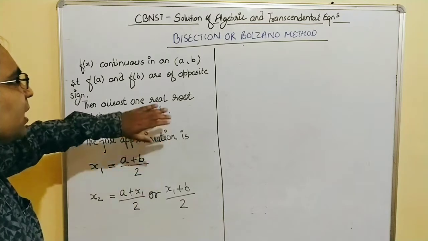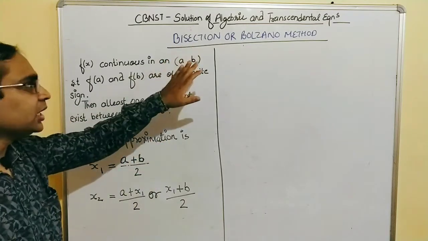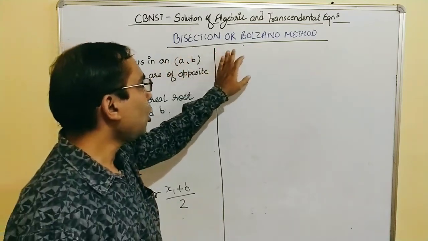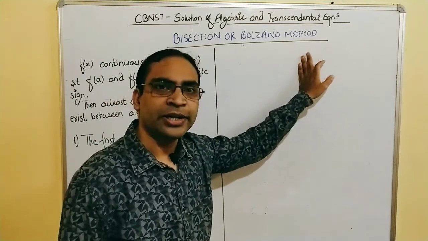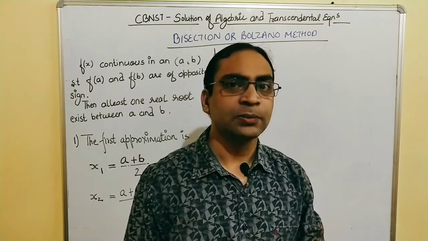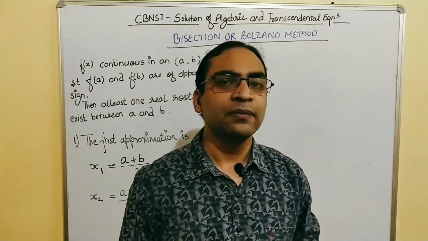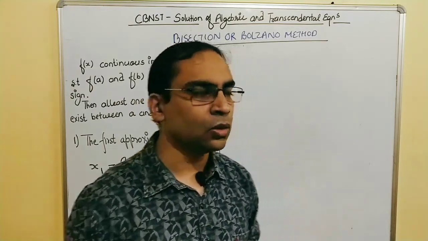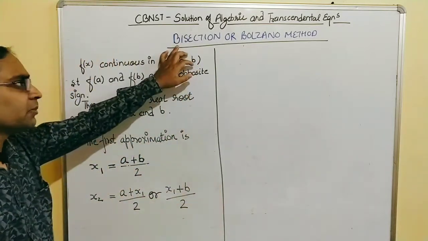The first method that we will be talking about today is the bisection or Bolzano method. It is also known as the interval halving method, that is based on the intermediate value theorem. So let's look at this method, the bisection method.